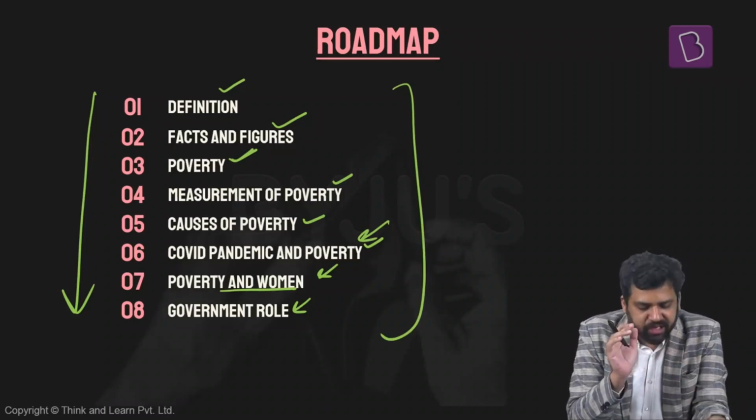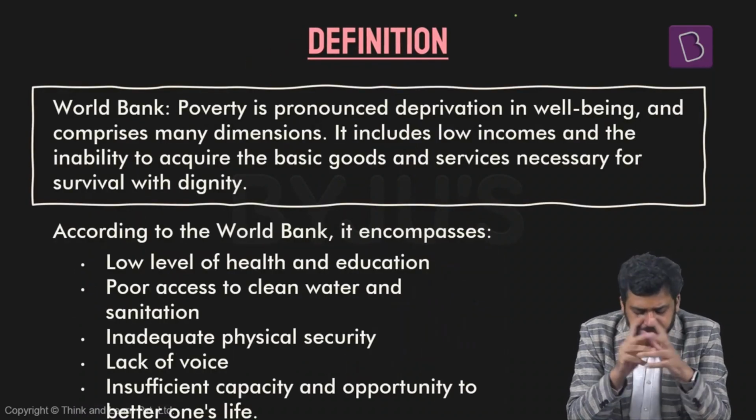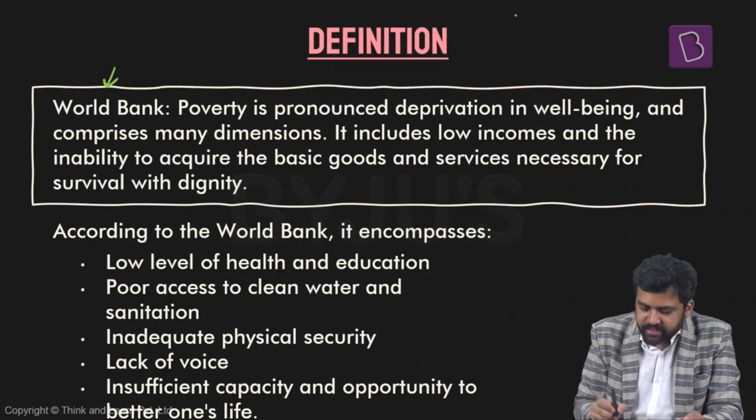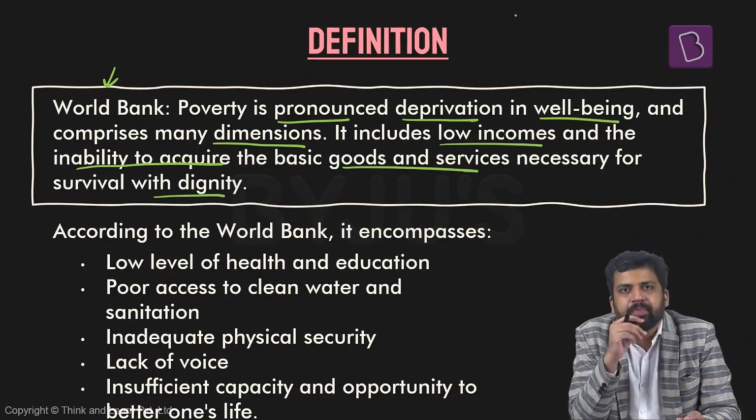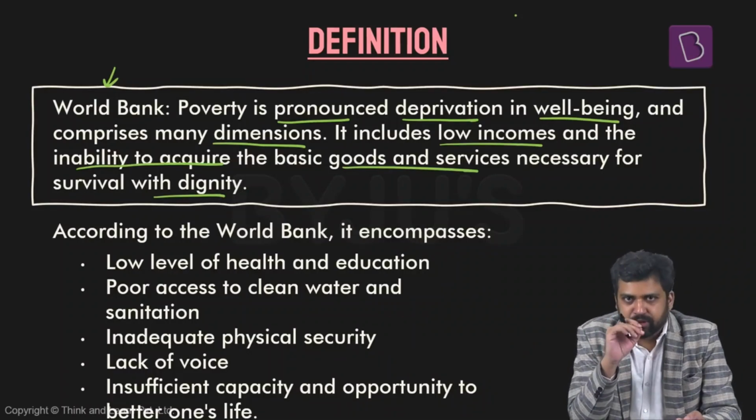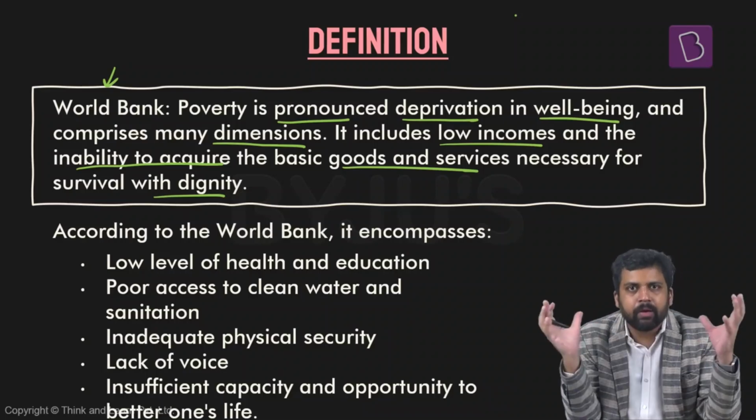So let's get started with the definition of poverty. We will look at one of the definitions given by the World Bank. The World Bank defines poverty as pronounced deprivation in well-being, and it comprises many dimensions. It includes low incomes and the inability to acquire basic goods and services necessary for survival with dignity. Right? So there are multiple components in this definition. Let's try to understand each of these components one by one, and then we will put it together.